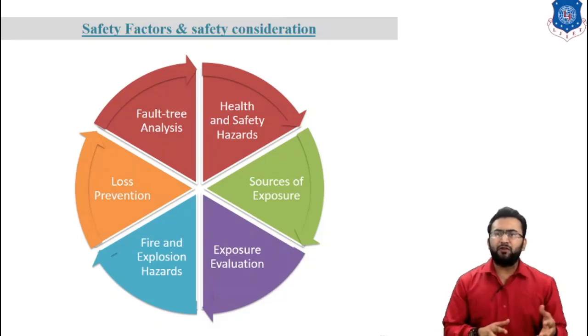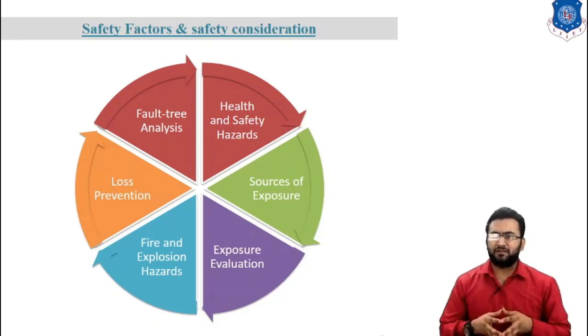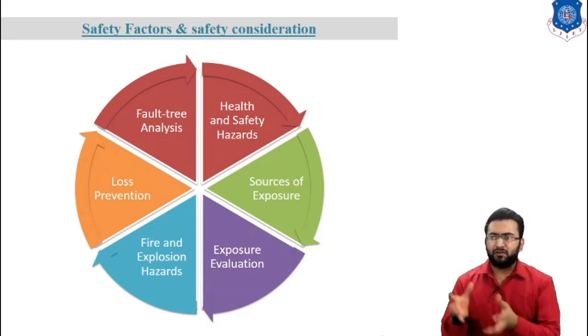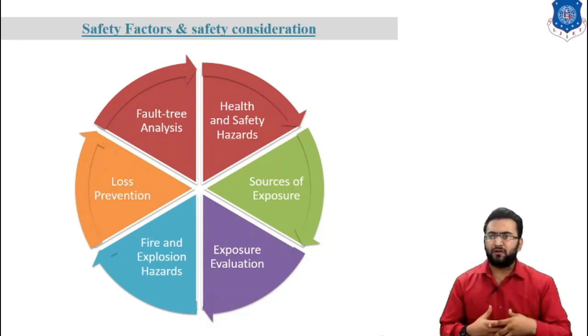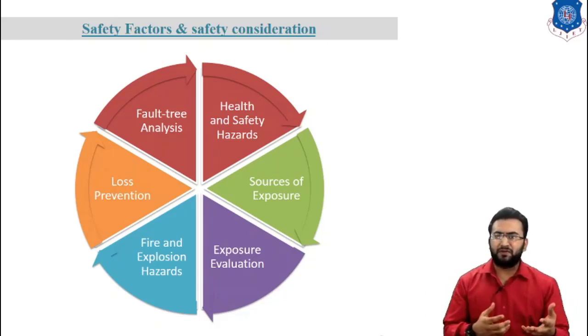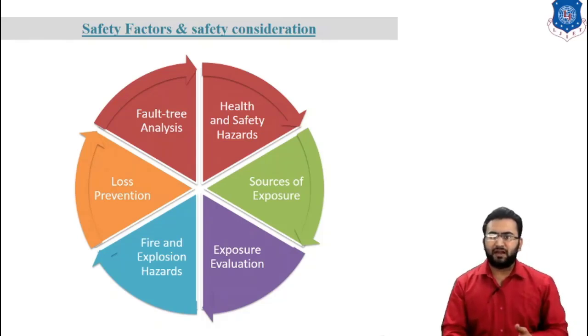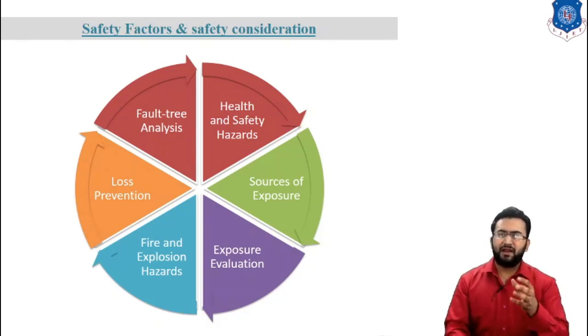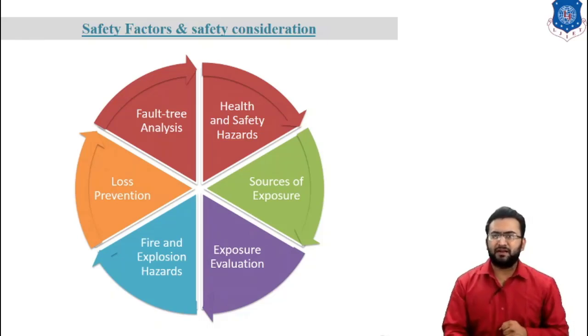The different points to be considered in safety consideration are health and safety hazard, source of exposure, source of hazard control, fire and explosion hazard, personal safety, safety regulation, hazard study, fault tree analysis, safety index, and safety audit. So how does health and safety hazard affect?